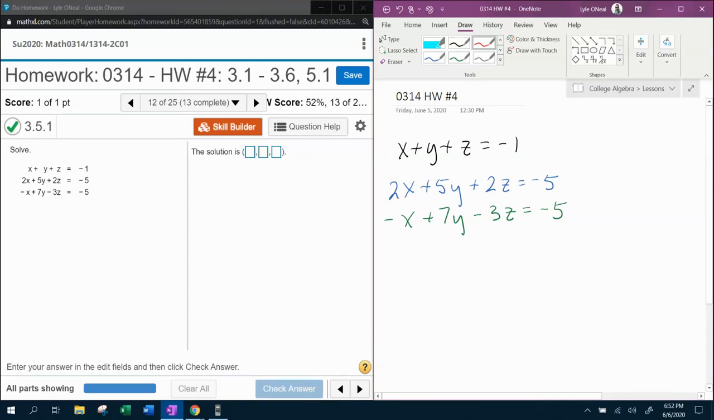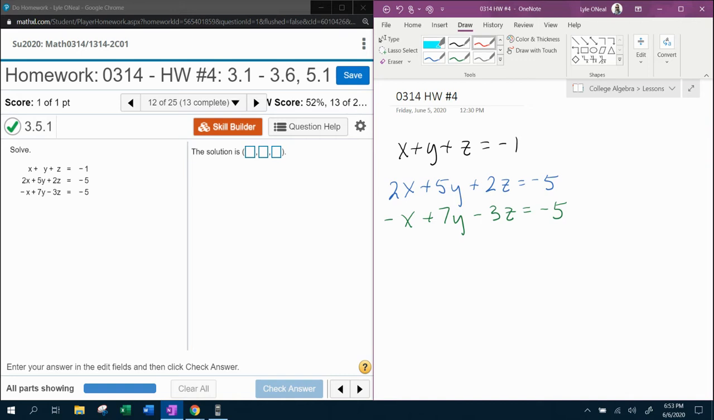All right, here we go. Question number 12 from our 0314 homework number 4 in MyLab Math, and the instructions say solve. So here we have a system of three equations with three unknowns. Our objective is to somehow knock this down to a system of two equations with two unknowns.